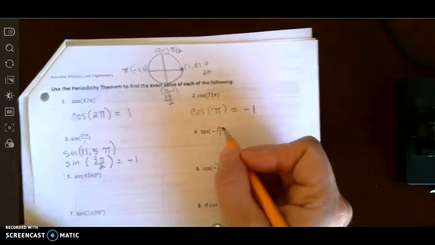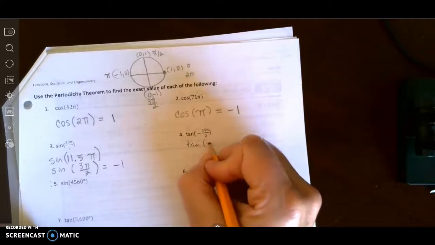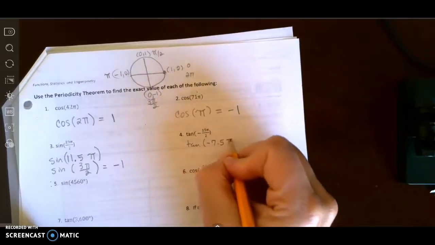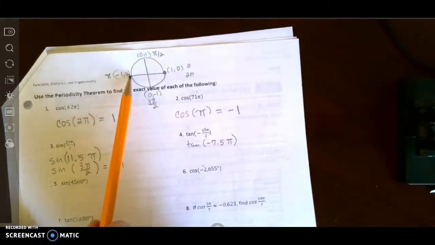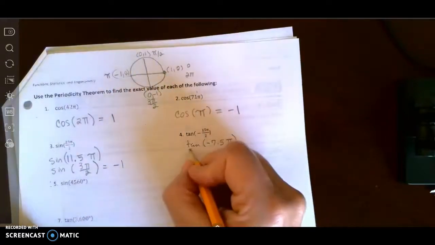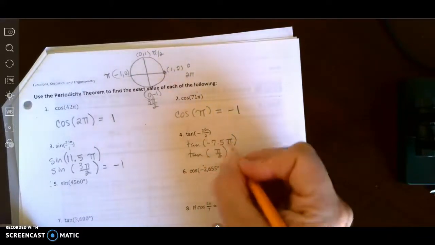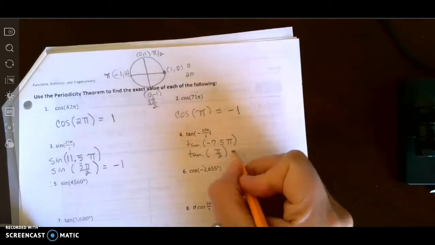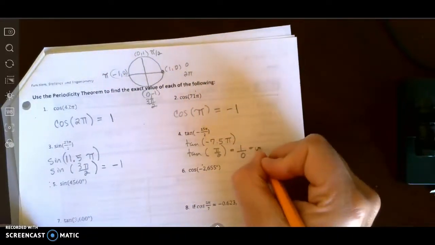Let's look at -15 halves. That would be -7.5 pi. So -7 is here, right there, and a half. If I'm going in the negative direction, that would be up here at a half right there. So that's the same as finding the tangent of pi over 2. And the tangent, remember, is y divided by x, 1 divided by 0, and so that's undefined.